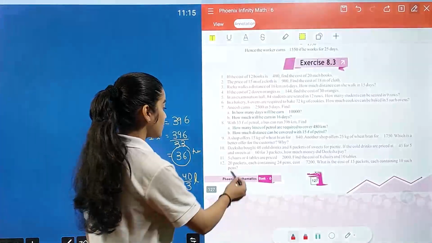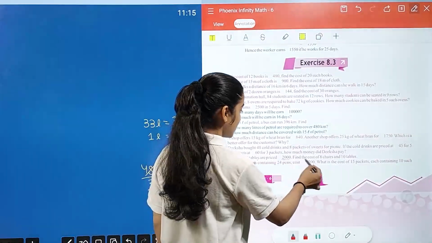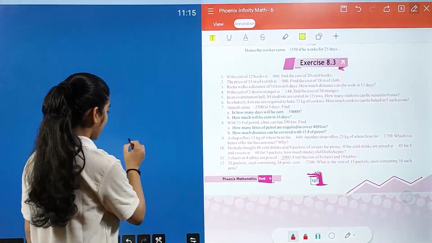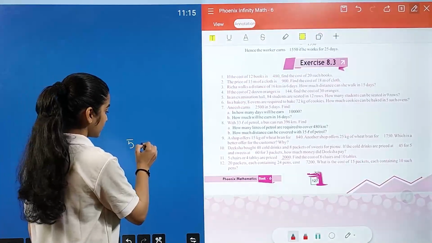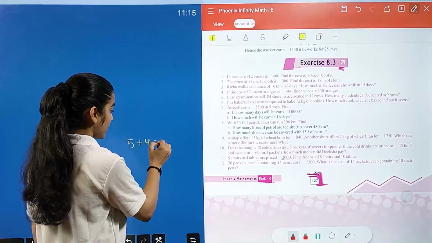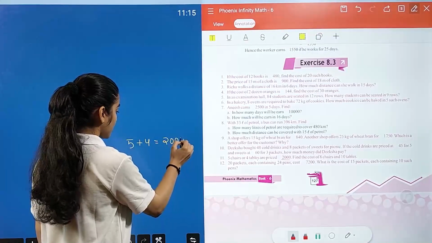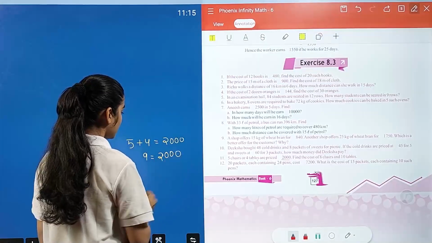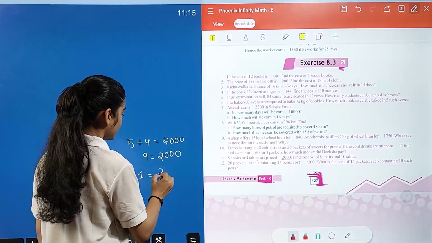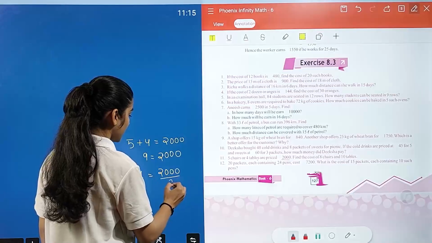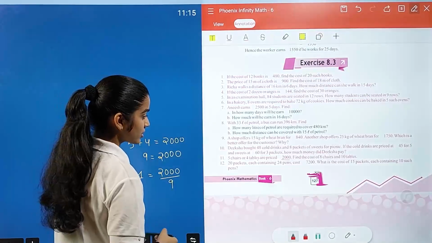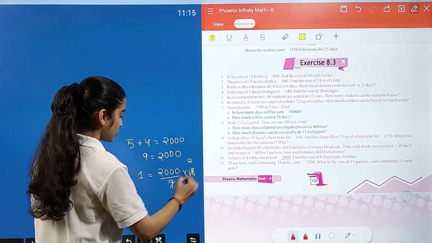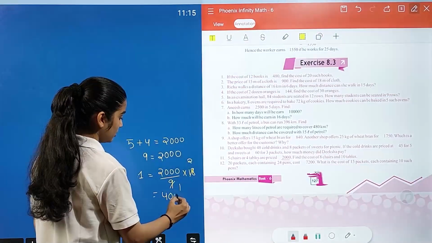Next question we have: 5 chairs and 4 tables are priced at 2000. Find the cost of 8 chairs and 10 tables. If 5 chairs and 4 tables are equal to 2000 rupees, so you can say 9 pieces of furniture is equal to 2000. So 1 will be equal to 2000 upon 9. And if we want 8 chairs and 10 tables, that means 18, so we have to multiply it by 18. So the cost will be equal to 4000 rupees.